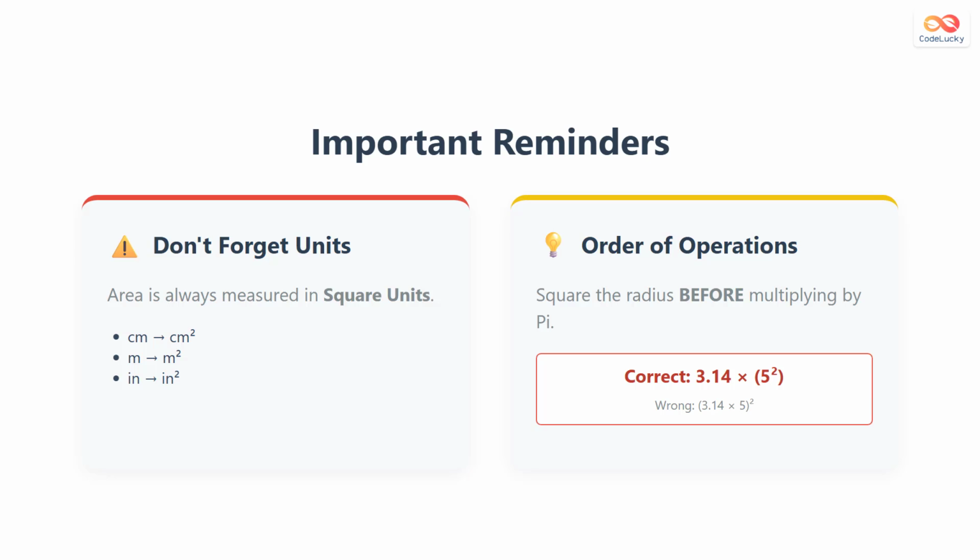Here are 2 important things to remember. First, always include your units. Since area is two-dimensional, your answer should be in square units, like square centimeters or square meters. Second, follow the order of operations. Always square the radius before you multiply by pi.